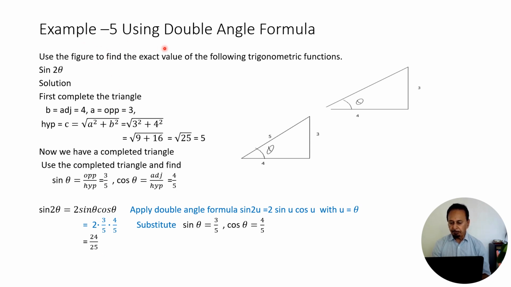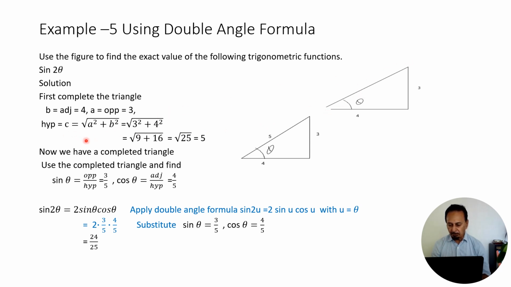Example 5, using the double angle formula. We're going to use the figure to find the exact value of the trigonometric function. This is the triangle given to us, and it has sides 3 and 4, but it doesn't have the hypotenuse. So the first step is to find the hypotenuse. B is 4, which is adjacent to the angle theta, and A is the opposite side, 3. We're going to find the hypotenuse, which is equal to C.